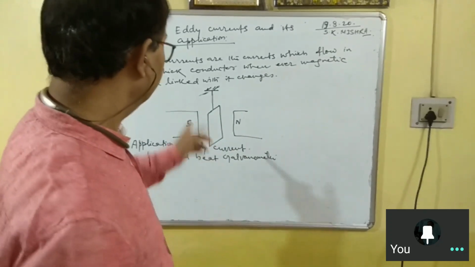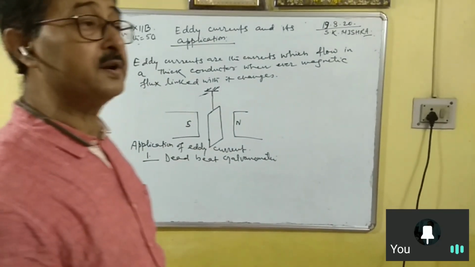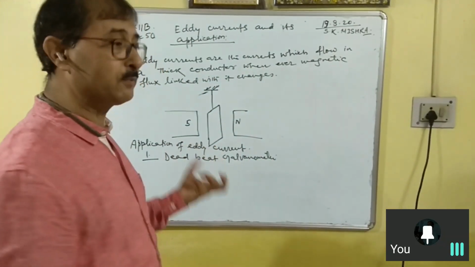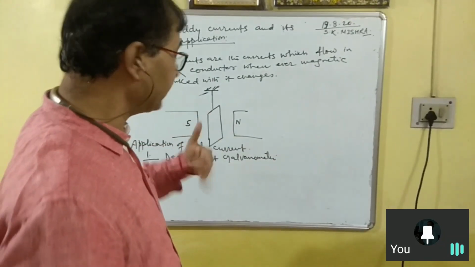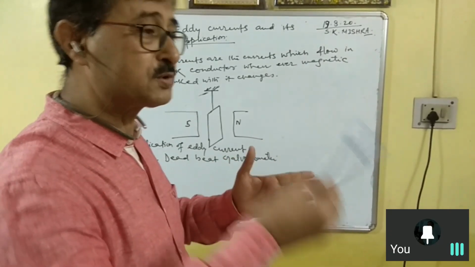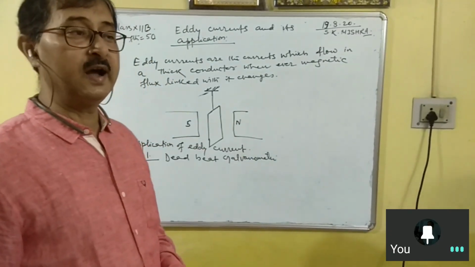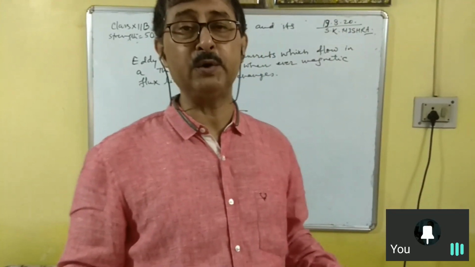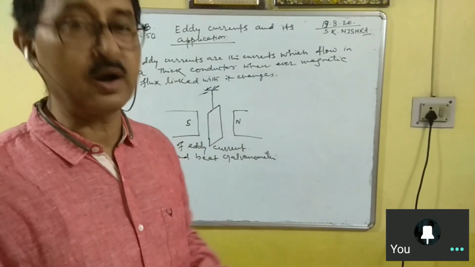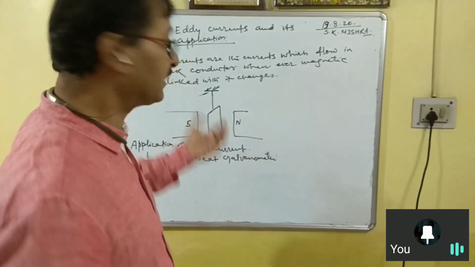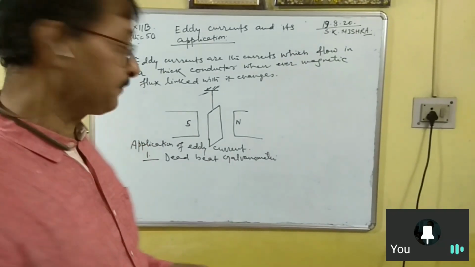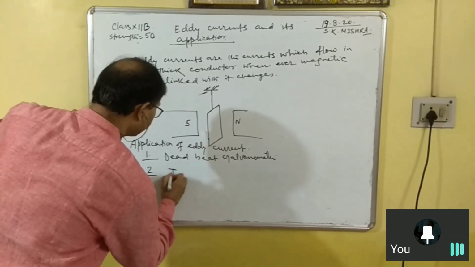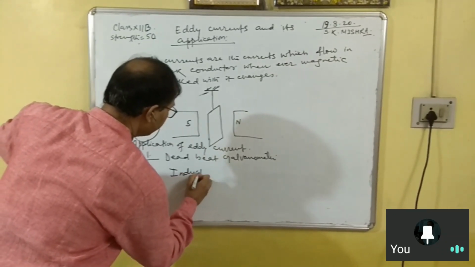That's why this is used in the dead beat galvanometer to stop the coil, which keeps on oscillating. The metallic frame is there, induced current is produced in it, and that induced current opposes the oscillation and brings the coil immediately to the rest position. Now the second application is the induction furnace.